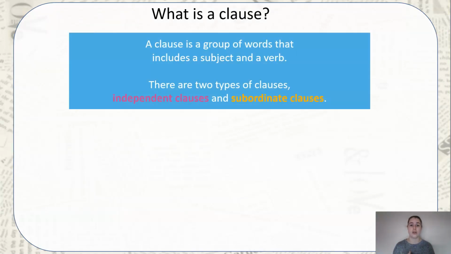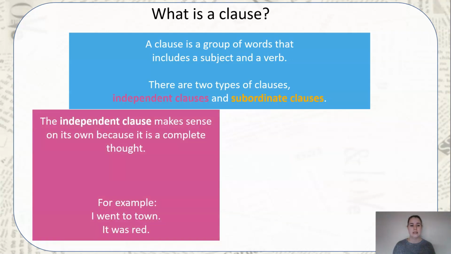We know that a clause is a group of words that includes a subject and a verb. So the person that it's about, or the object or the item it's about, and a doing word. And we have two types of clauses. We have an independent clause and a subordinate clause. Now we also know the independent clause is called a main clause. So the main clause or the independent clause makes sense on its own. For example, I went to town, it was red.